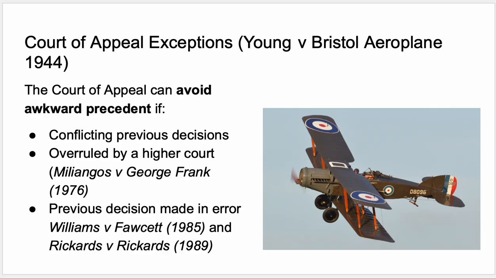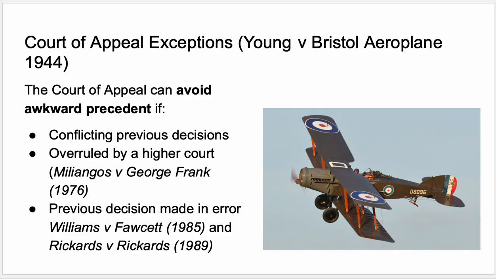There's an example here in Miliangos versus George Frank, where the House of Lords, as they were, overruled earlier decisions about awarding damages only in sterling. The case itself isn't too important, but what it shows is the court avoiding an outdated precedent because a higher court has already corrected it. So they basically look to the higher court for guidance. And then finally, we have an earlier decision was made in error, or the Latin for that is made per incuriam.